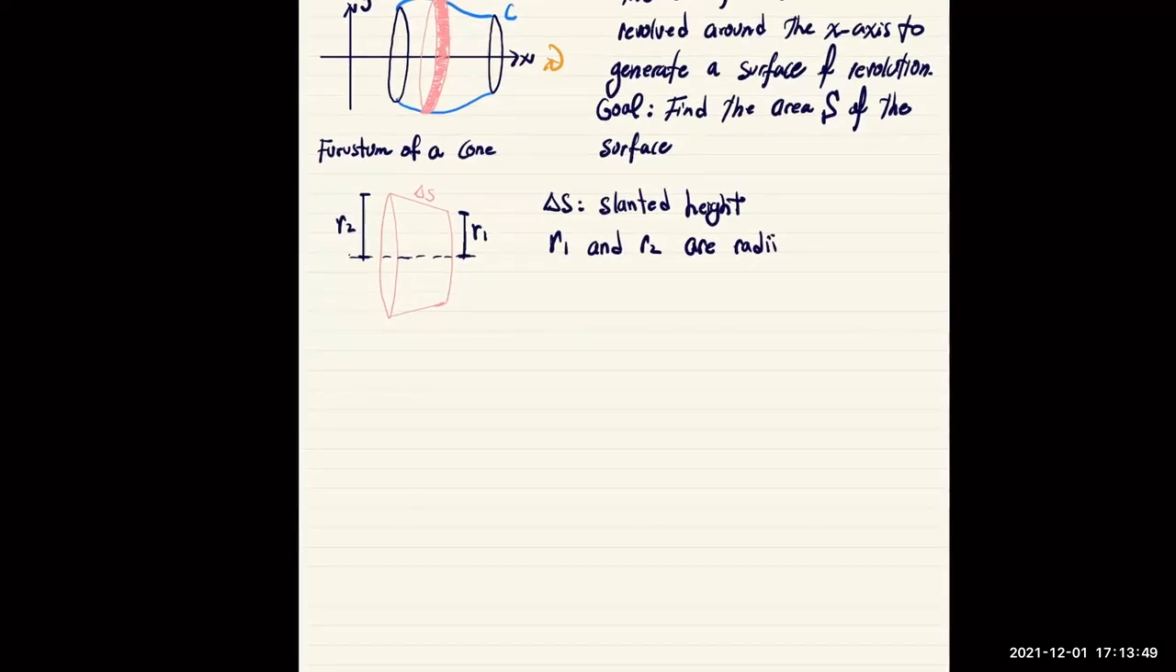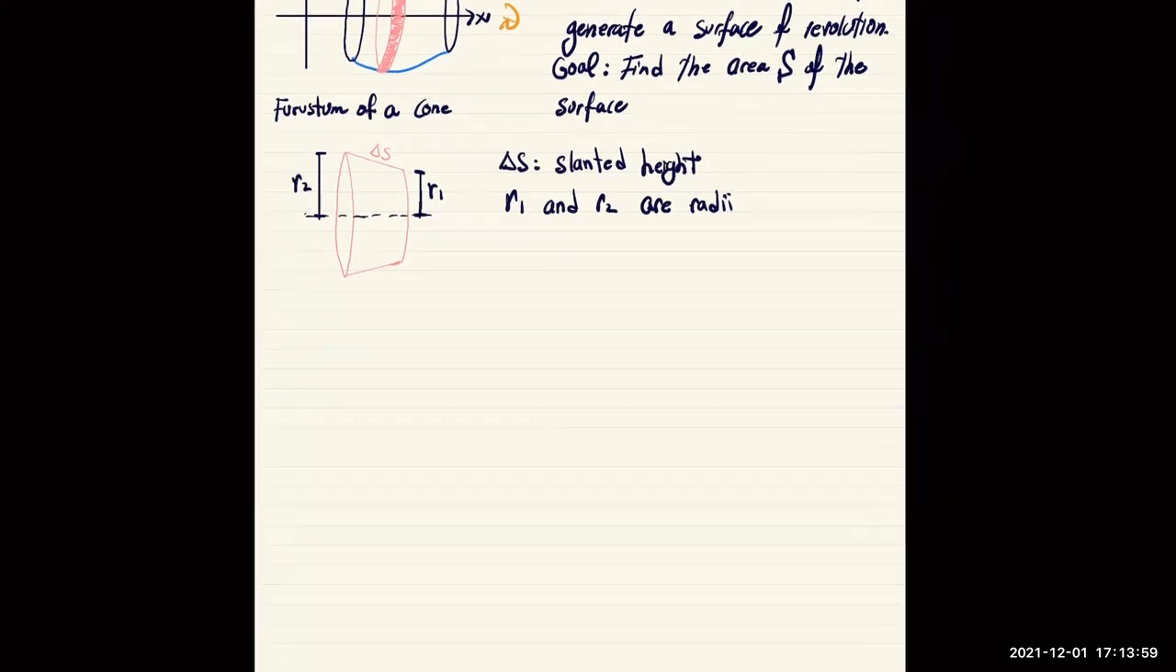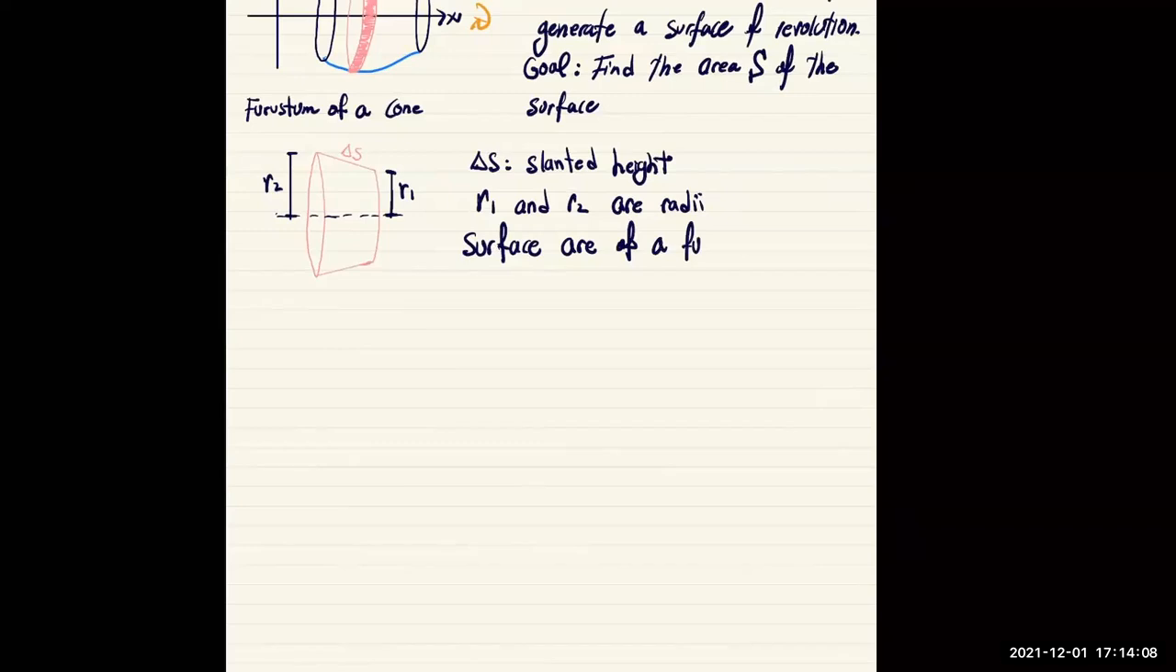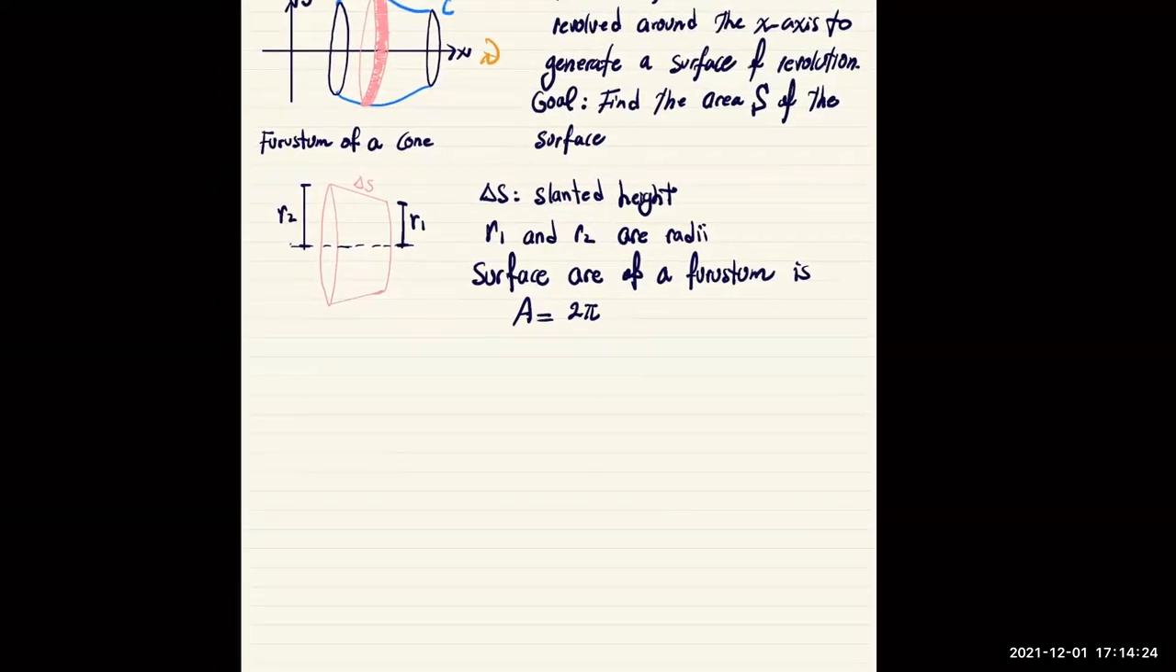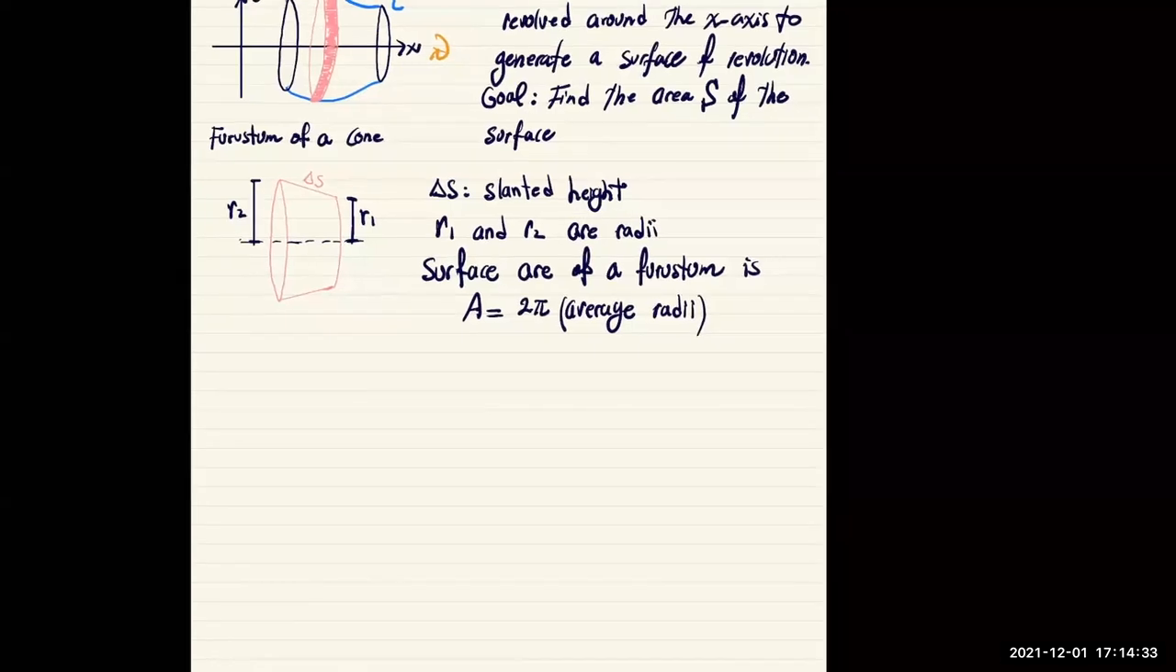All right, and from geometry, I'm not going to prove it, the surface area of this object, call it A for area, is 2 pi. Maybe if you're really curious, you could look at why. This is the formula. It is 2 pi times the average radius times the slanted height.